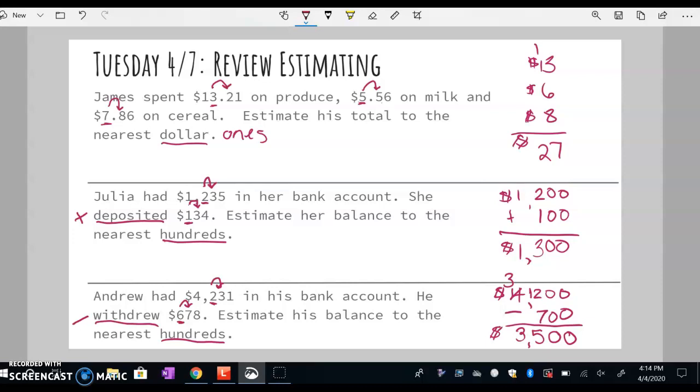And one way to check yourself is that when we're subtracting, remember our answer should always be less than we started with in the account. If we're depositing, we're adding, our answer should be a little higher than the number that we started with in the account. So those are the problems you're going to practice with next.